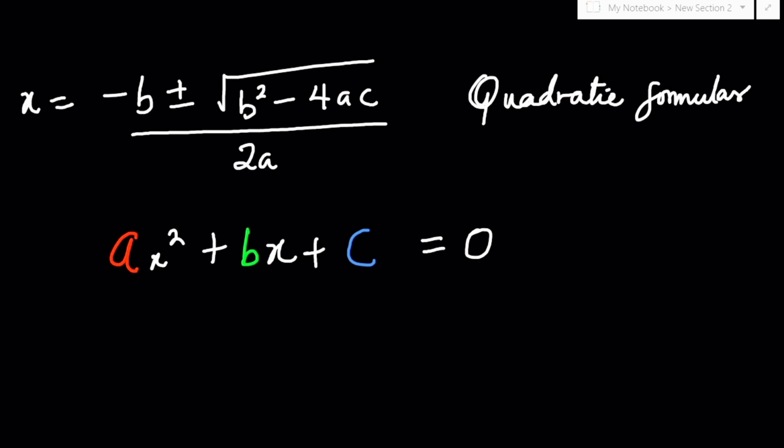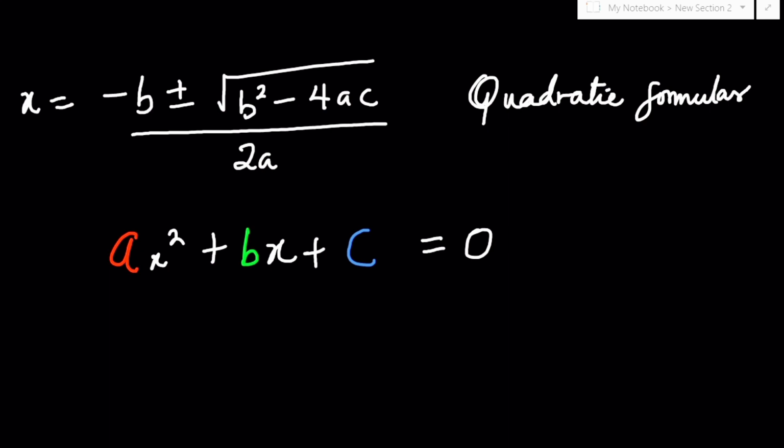But today we're going to learn how we can derive the quadratic formula. And to derive the quadratic formula, we need to be familiar with the general form of a quadratic equation, which is ax squared plus bx plus c, and quadratic equations are basically always equal to 0.